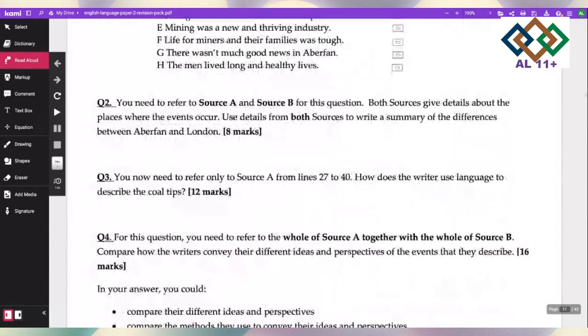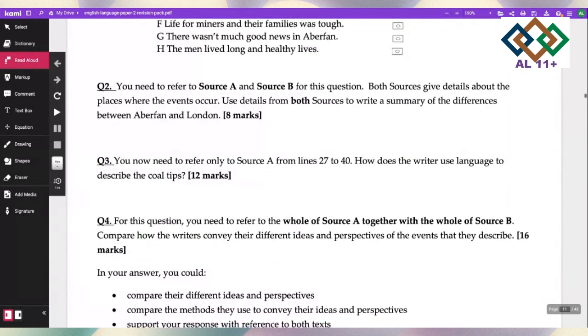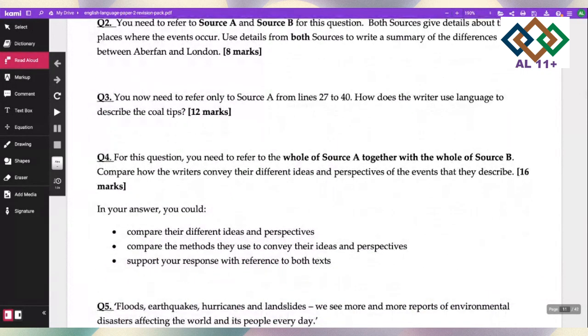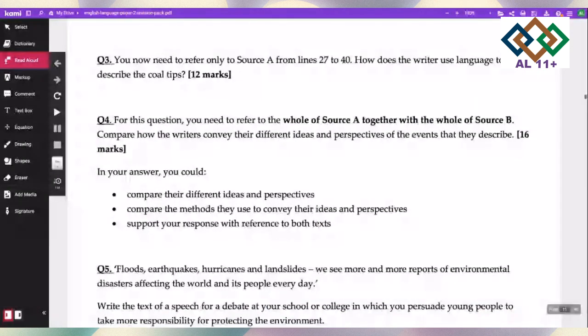Question 2, as we told you before, would be an 8 marker. In this, you need to refer to source A and source B for this question. Both sources give you ideas about the places where the events occur. And question number 3 is normally a 12 marker. You have been given lines in that, so please refer to the lines and stick to the lines, and you should not go outside these lines and don't give extra information.